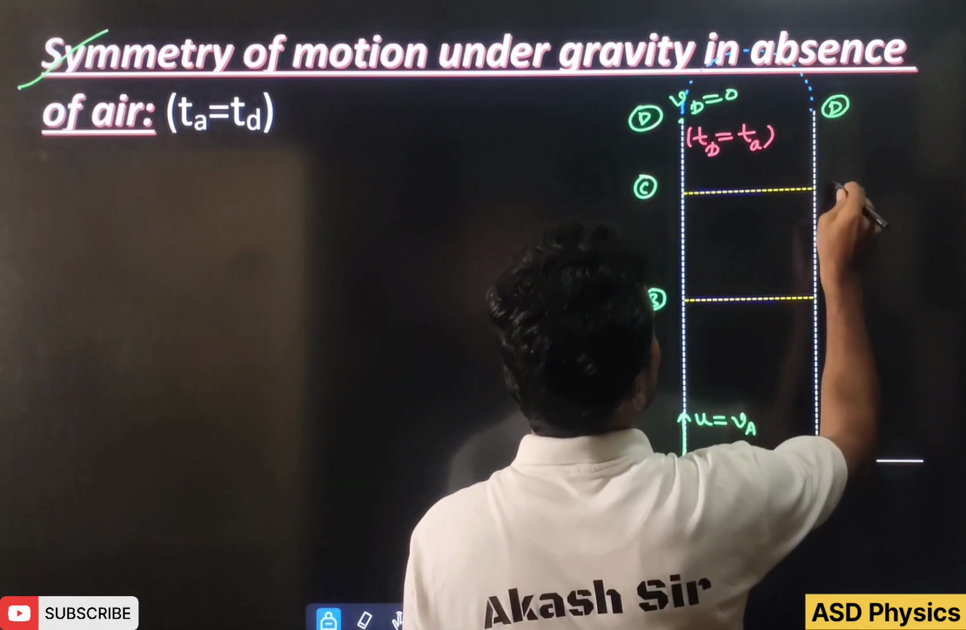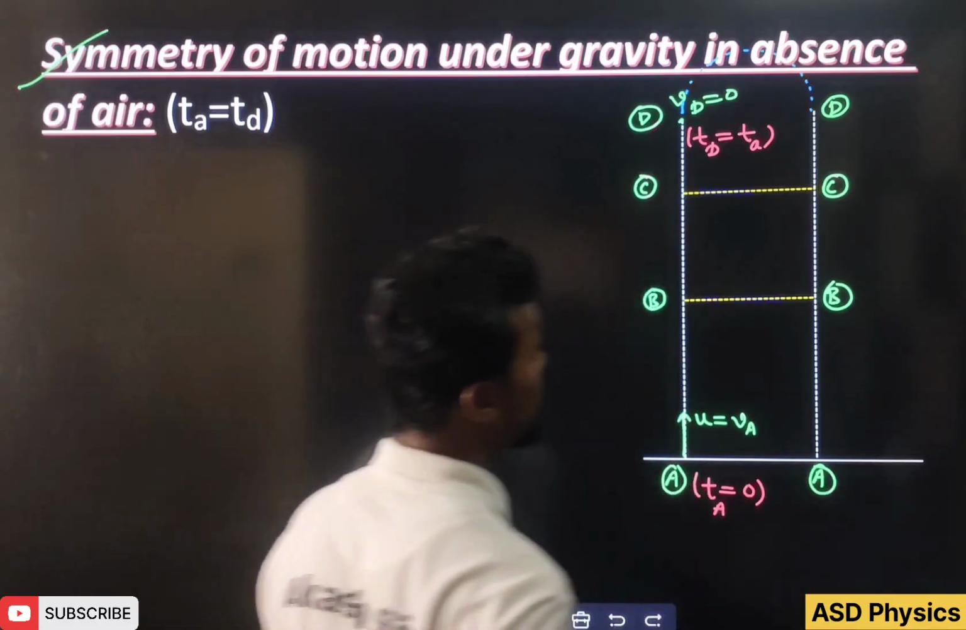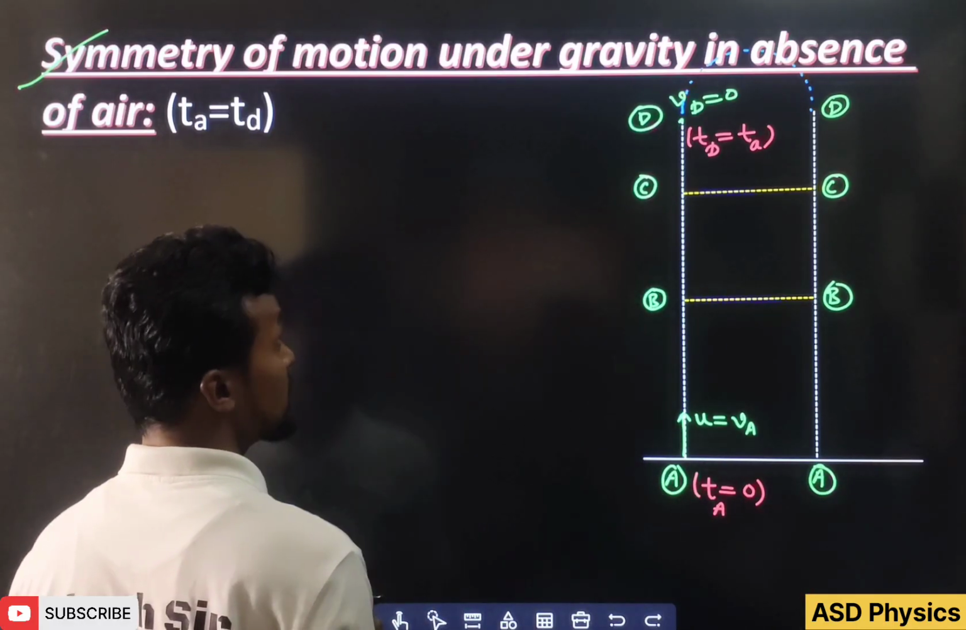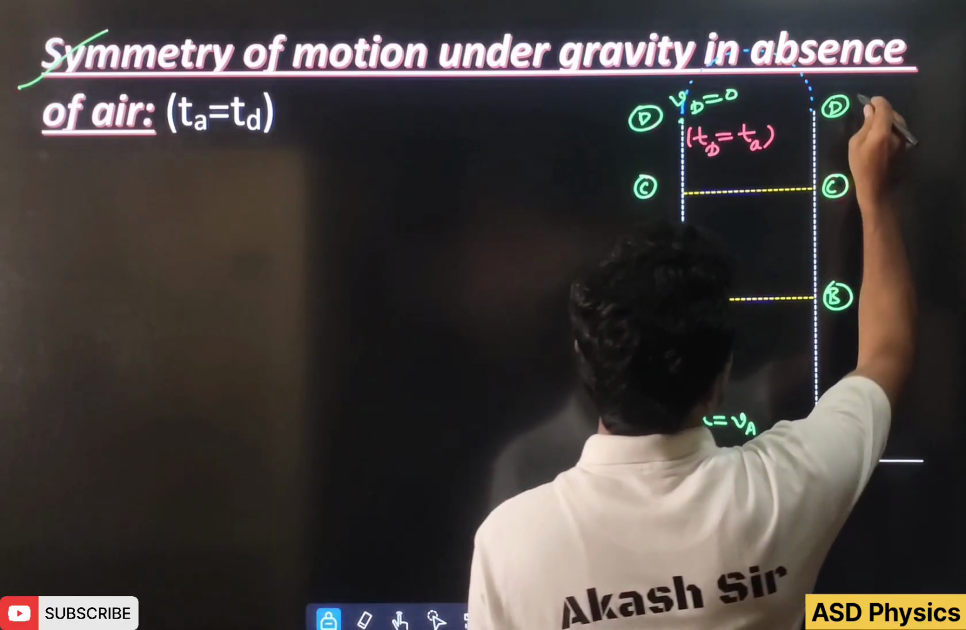Symmetry. This is point D, this is point C, this is point B, and this is point A. After that, as you know very well, if we talk about the velocity, what is it at point D?